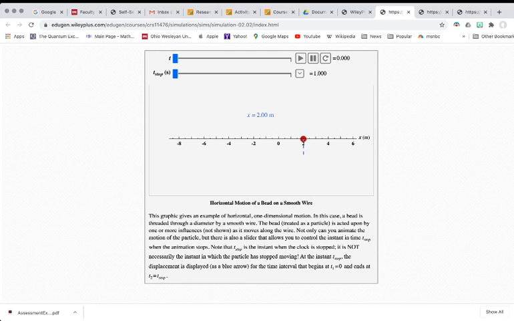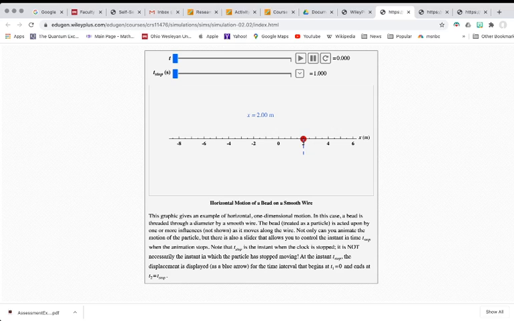Horizontal motion of a bead on a smooth wire. And it's going to represent a bead moving along an x-axis, where the x-axis is a smooth wire, and the bead has been threaded onto this wire and can move on this smooth wire. And something, we don't care what right now, is causing it to move. And we're going to run an animation. It's going to start at time 0, t equals 0, and it's going to end at the time chosen by this slider labeled t stop, which right now is 1 second. So when I run the animation, it's going to run for 1 second.